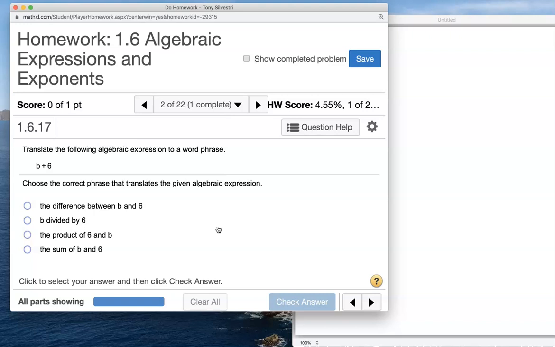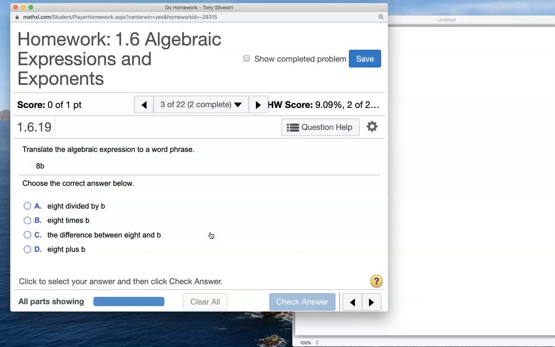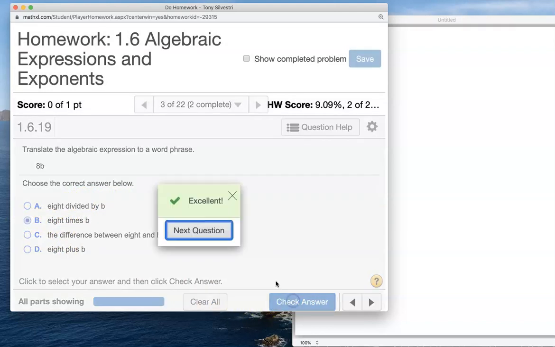Now comes translate the following expression to a word phrase. Well, what are you doing here? You're adding b plus 6. So the sum, look for that word, the sum of b and 6. Okay, translate that to an expression. I guess we're multiplying 8 and b, right? So look for something that says multiply. Where do I see multiply? Times, 8 times b. There you go.